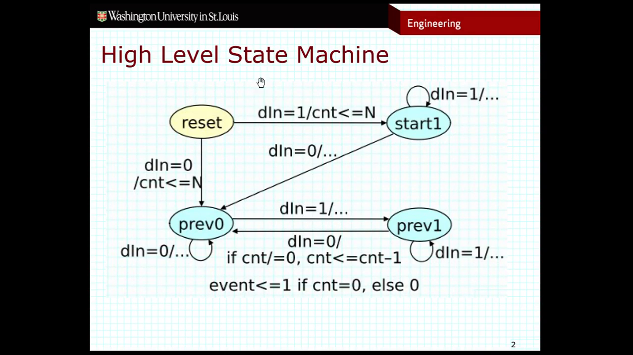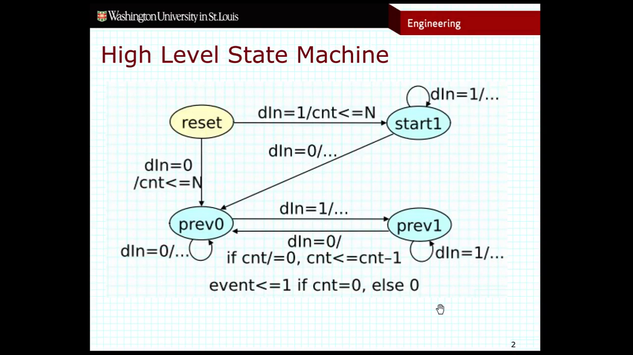So this high-level state machine is what we call a pulse counter. I set the number of pulses that I want to see at the beginning. That's n. And then when I see a pulse, I decrease my counter. When my counter is 0, I know that I've seen all of the pulses that I was looking for, and so I set my output to be true. Otherwise, my output is false.